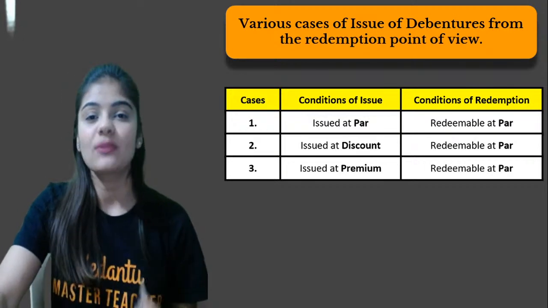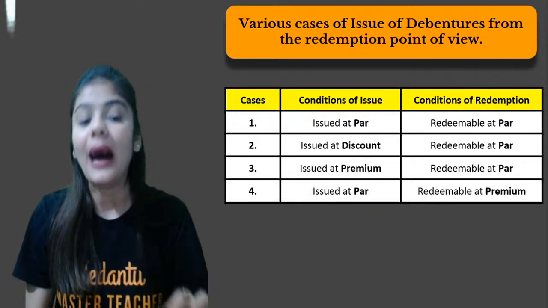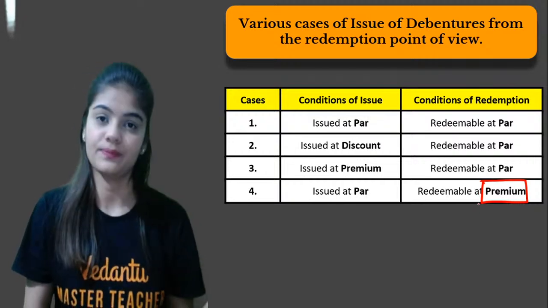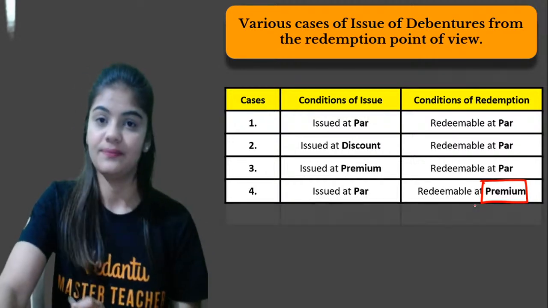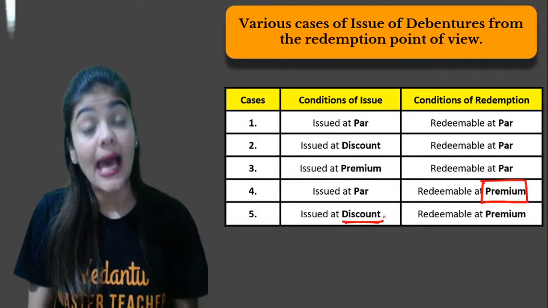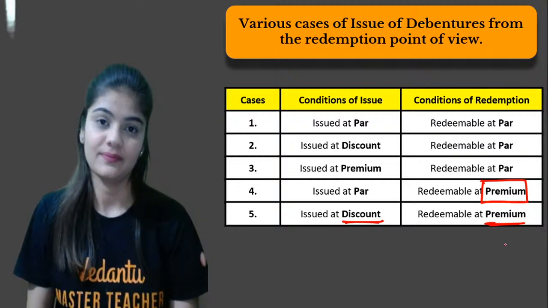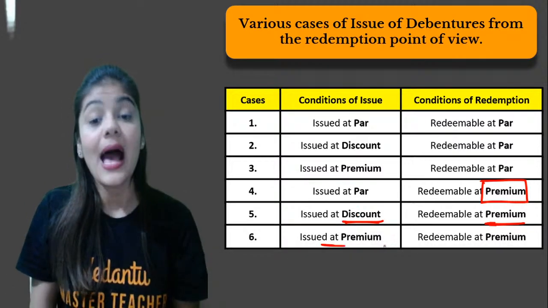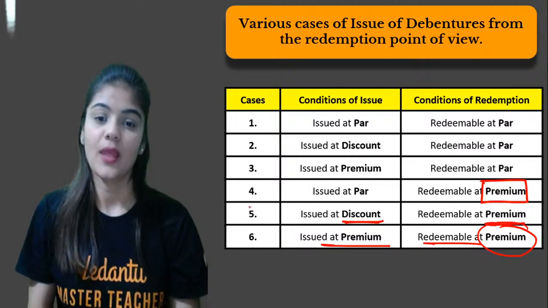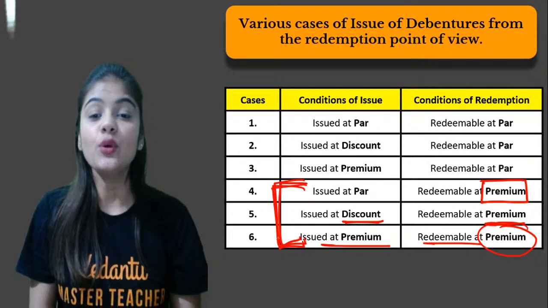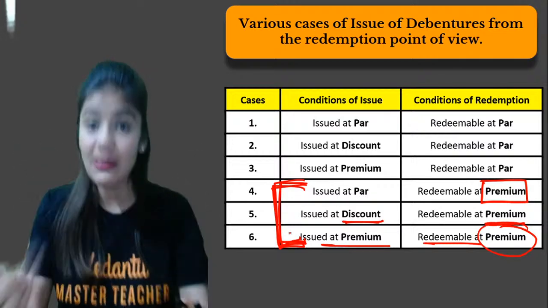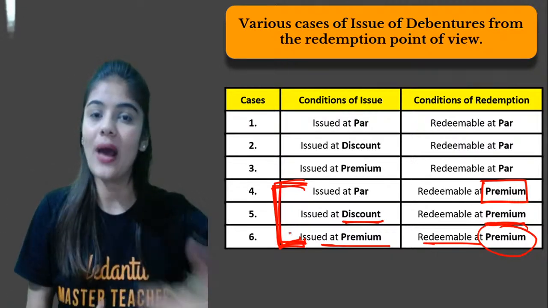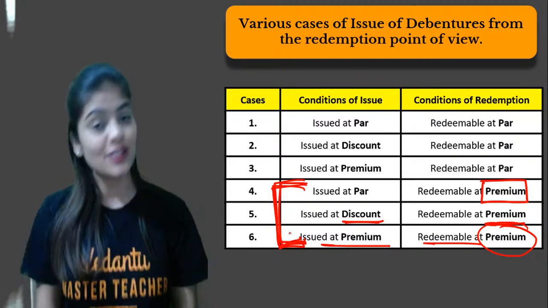So the fourth case we have is issued at par, but redeemable at premium. Then issued at discount and redeemable at premium. And last but not the least, issued at premium and redeemable also at premium. So these are the 3 cases which are new for all of us, and we are going to learn them in brief in this session. We will be discussing all the cases one by one from 1st to 6th, so stay tuned till the end of this session.